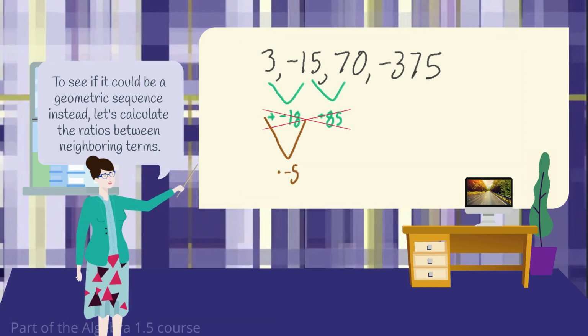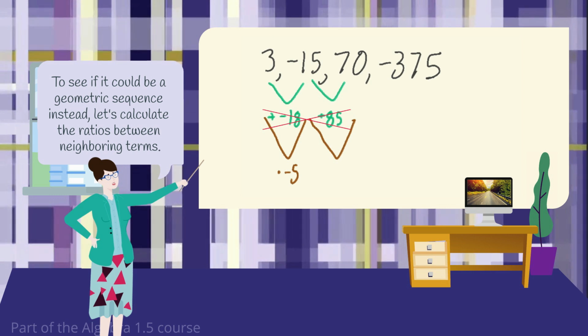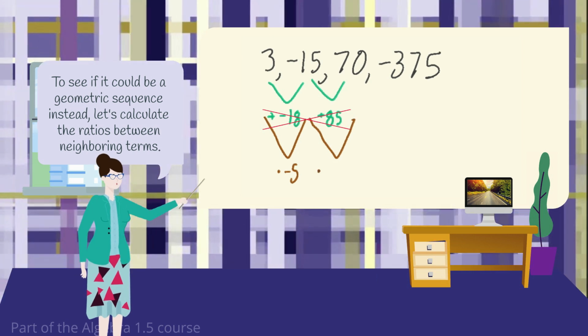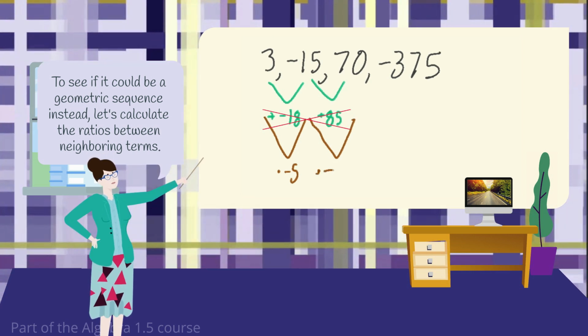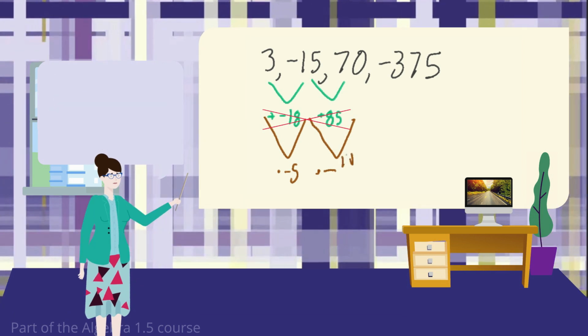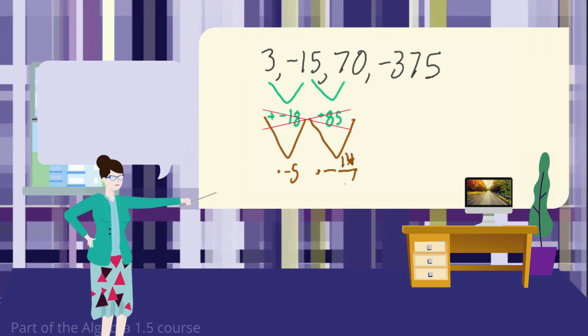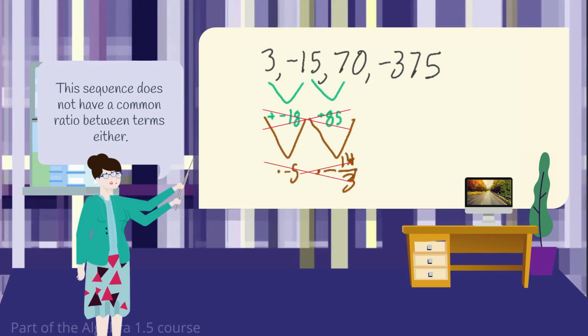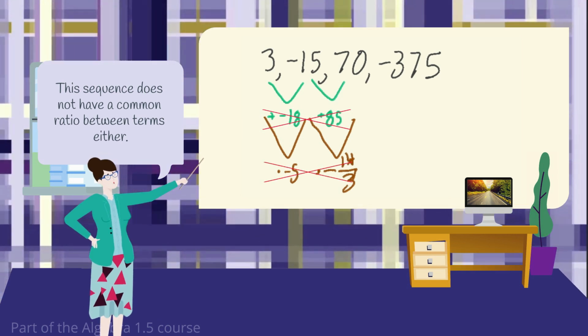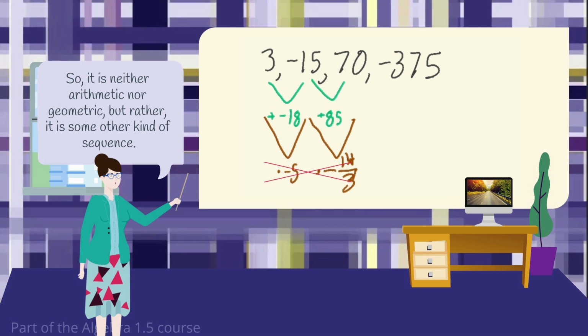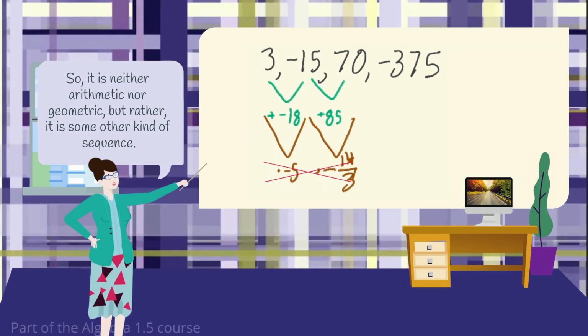To see if it could be a geometric sequence instead, let's calculate the ratios between neighboring terms. This sequence does not have a common ratio between terms either, so it is neither arithmetic nor geometric, but rather it is some other kind of sequence.